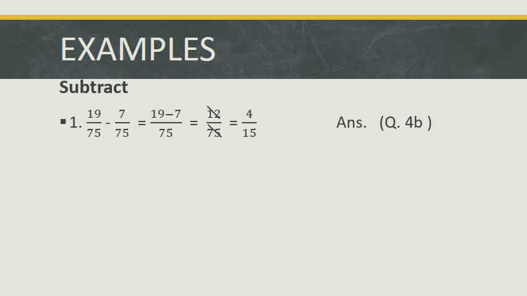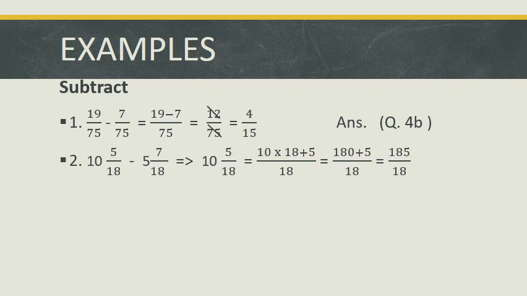And what do we get? We get 4 by 15. Now, this fraction 4 by 15 cannot be reduced, or it cannot be divided commonly by any number. So, this is the final answer. And children, this question is question number 4B of your exercise 7C. Now, let's move to the next example.